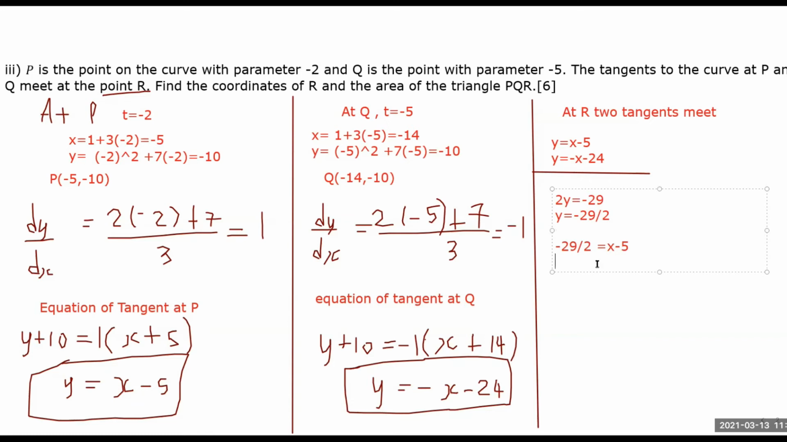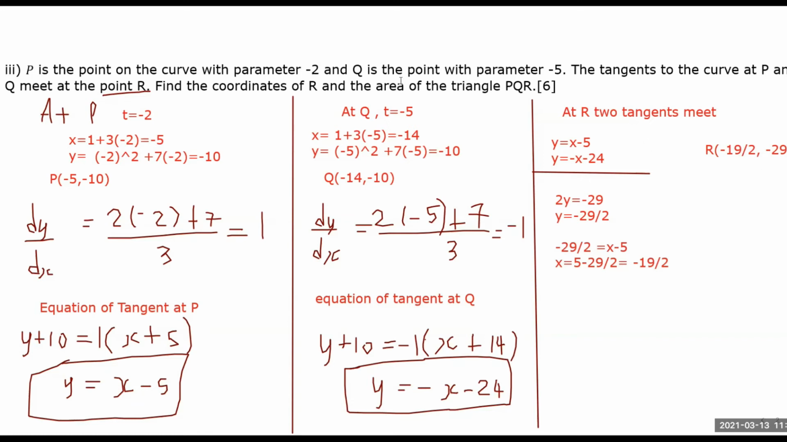So we add 5 to both sides. And so x is going to work out to be 5 minus 29 over 2, which is minus 19 over 2. So that is it. Therefore, we can write down that R is the point minus 19 over 2, comma, negative 29 over 2. That's the point R. Beautiful. This is the coordinates of R.